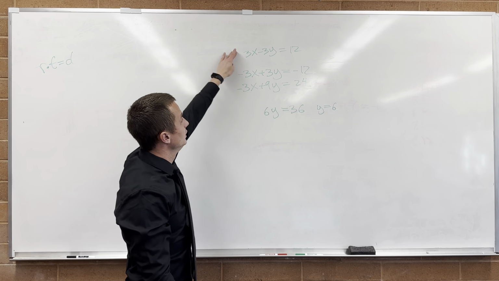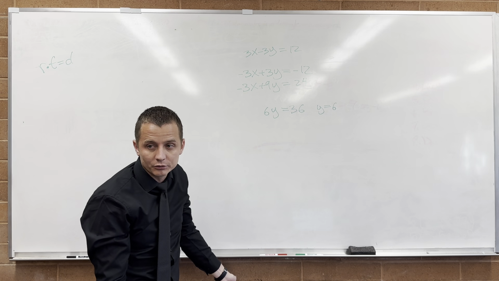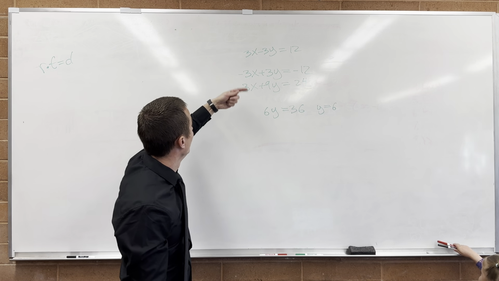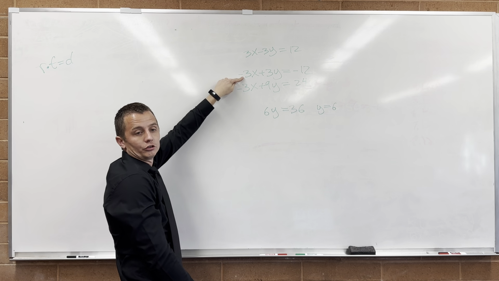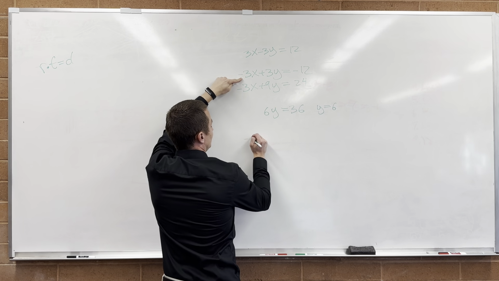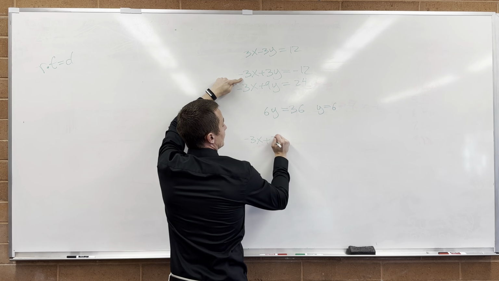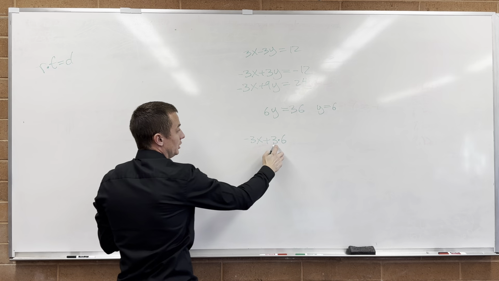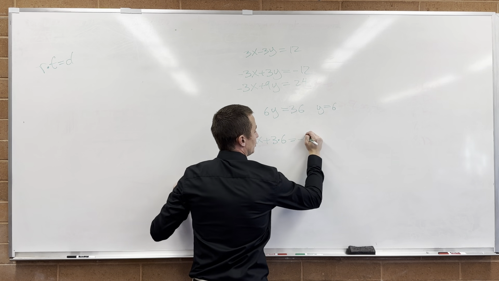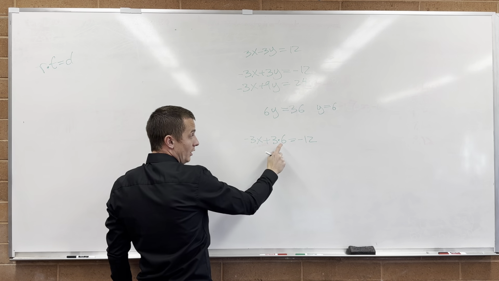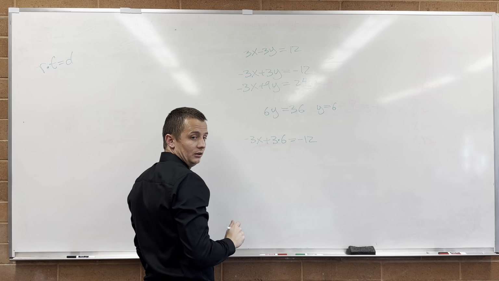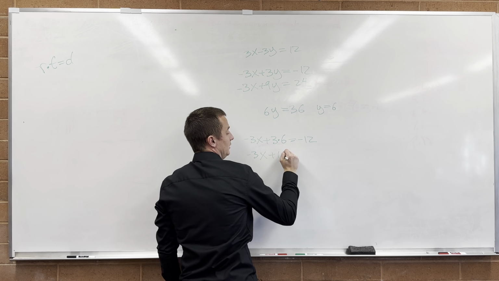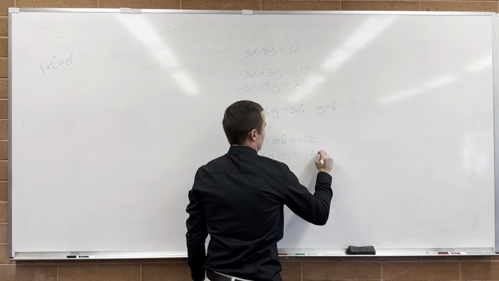Now pick any equation here that you want to figure out your x. It doesn't matter which one we use. Now we know y, pick one, and we can solve for x. I'm going to randomly pick this one. So negative 3x plus 3y, and I now know y is 6, so plus 3 times 6 is equal to negative 12. 3 times 6 is 18, so negative 3x plus 18 is equal to negative 12.